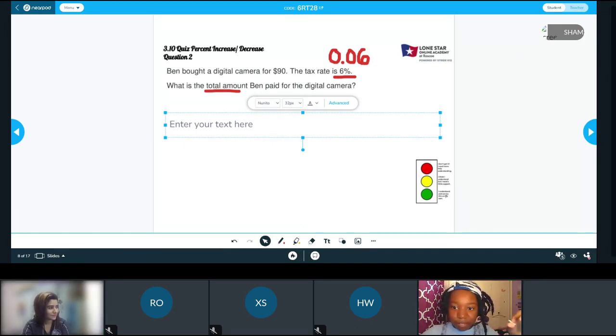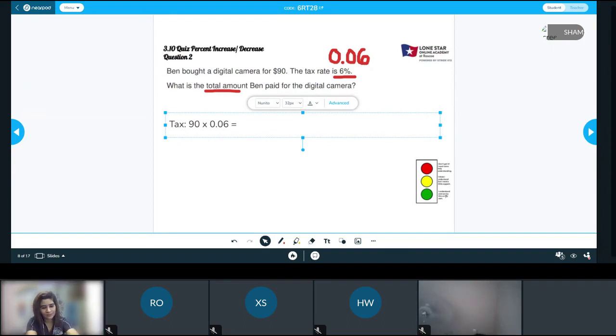Okay. Yes. Here we want to find tax. Tax is 6% of $90, so do 90 times 0.06. It doesn't matter which order you write your numbers. Go ahead, calculate. How much is 6% of $90? Very good, Huria. $5.40.